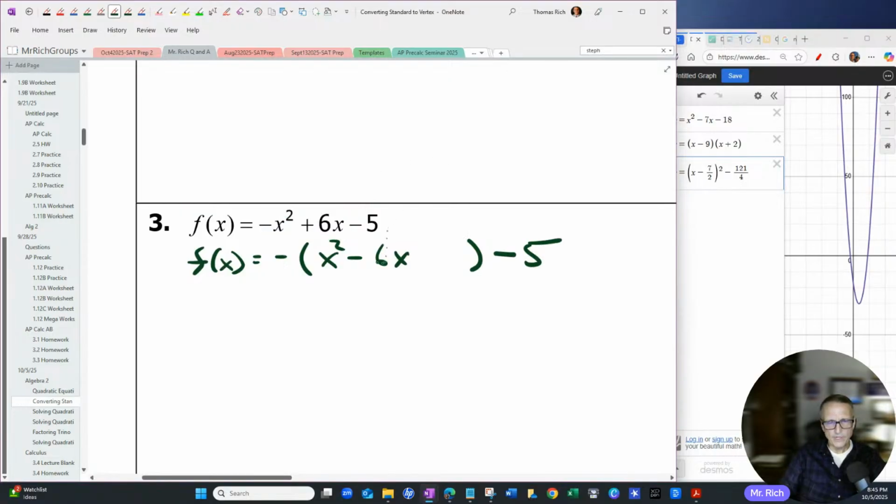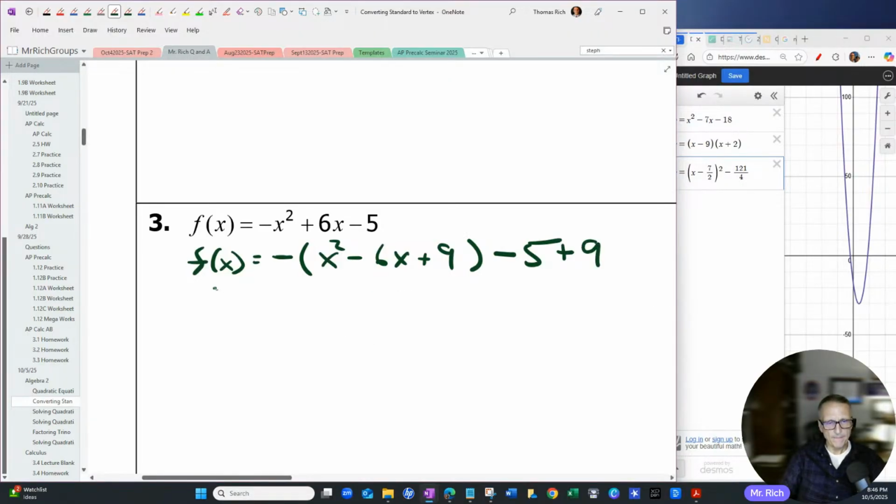All right, so I am going to take half of negative 6, which would be negative 3, and then square it. And that's going to give me a plus 9, like that. Now, what do I have to put out here to offset that? Well, by putting that plus 9 right there, the minus that's sitting out here would be distributed to that 9, making it a negative 9. So I'll offset that by putting a plus 9 right here.